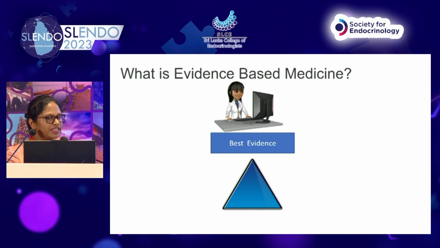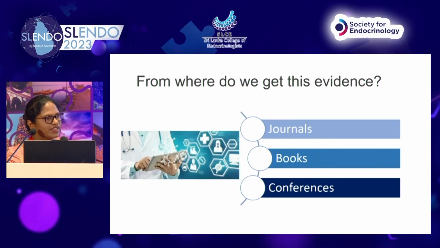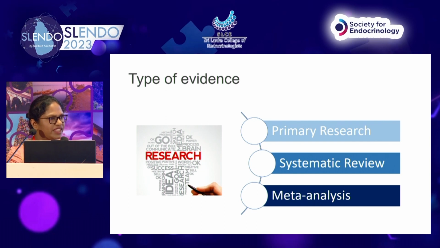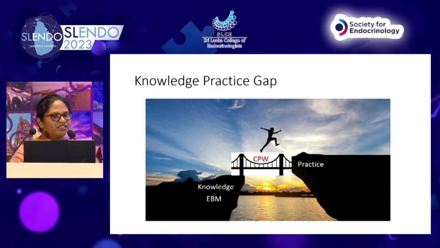It's the best evidence we get from anywhere, through clinical expertise and patient preference. From where do we get evidence? We get it from journals, books, and conferences, and the type of evidence could vary from primary research to systematic review and meta-analysis. However much knowledge and evidence-based medicine we have, there's always a gap between our knowledge and practice. So care pathways are a bridge over this knowledge and practice gap.